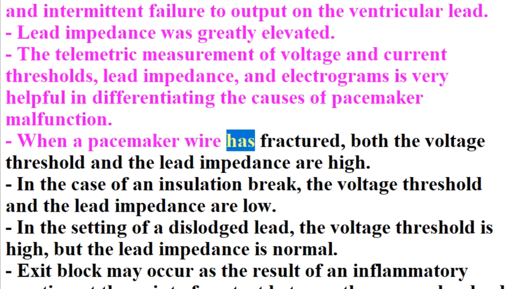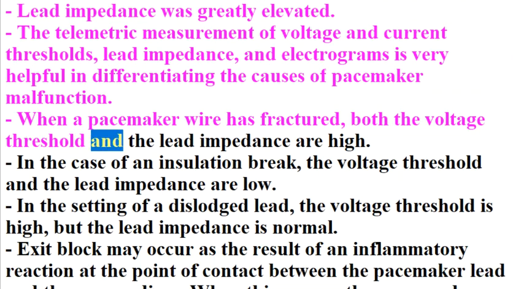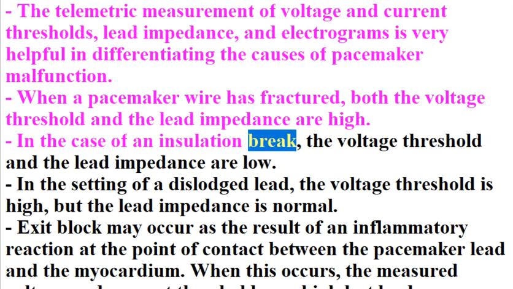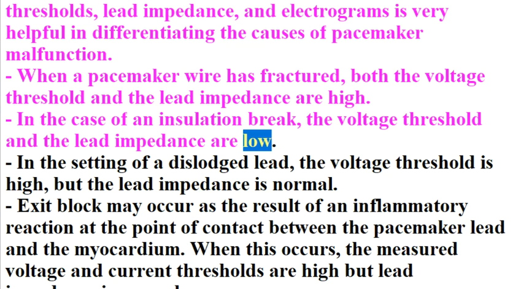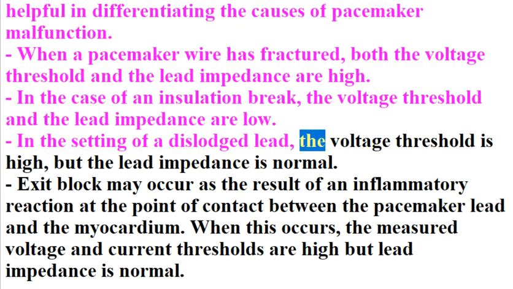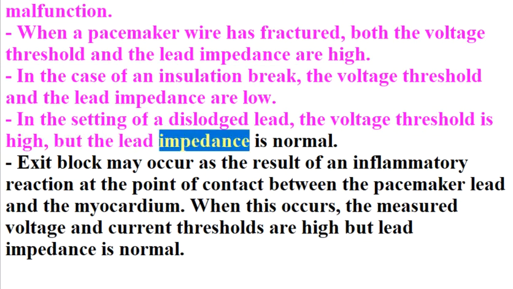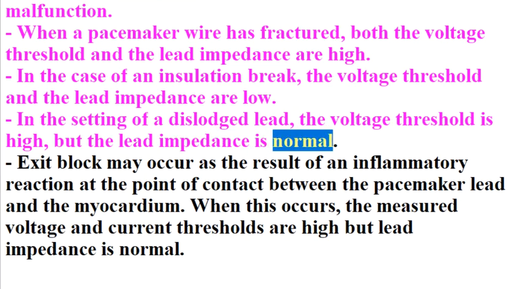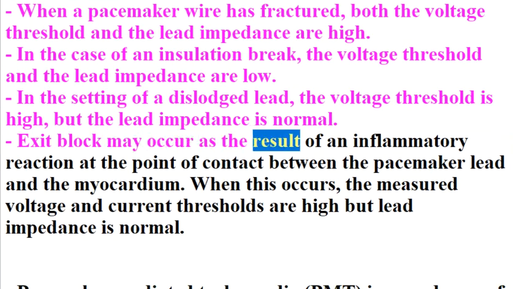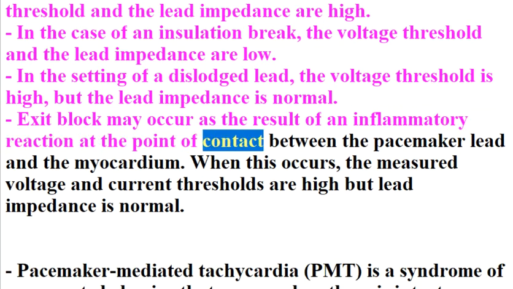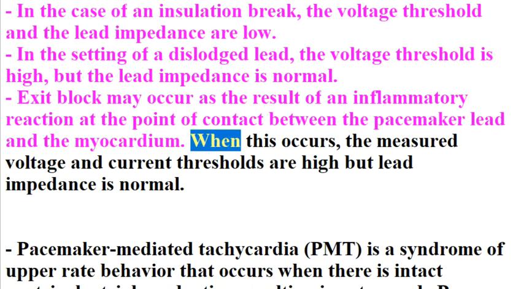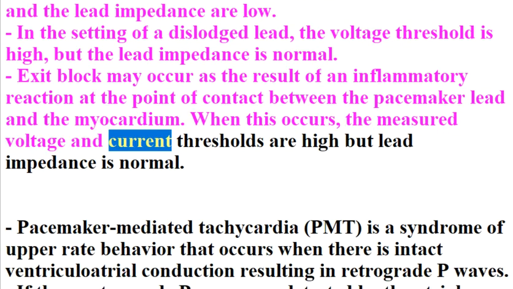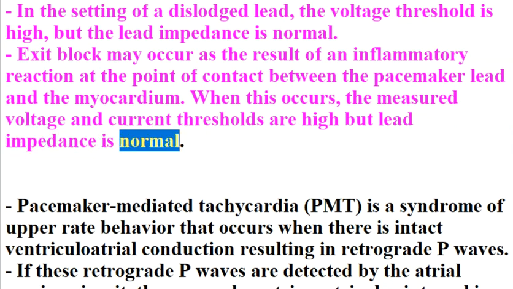When a pacemaker wire has fractured, both the voltage threshold and the lead impedance are high. In the case of an insulation break, the voltage threshold and the lead impedance are low. In the setting of a dislodged lead, the voltage threshold is high, but the lead impedance is normal. Exit block may occur as the result of an inflammatory reaction at the point of contact between the pacemaker lead and the myocardium. When this occurs, the measured voltage and current thresholds are high but lead impedance is normal.